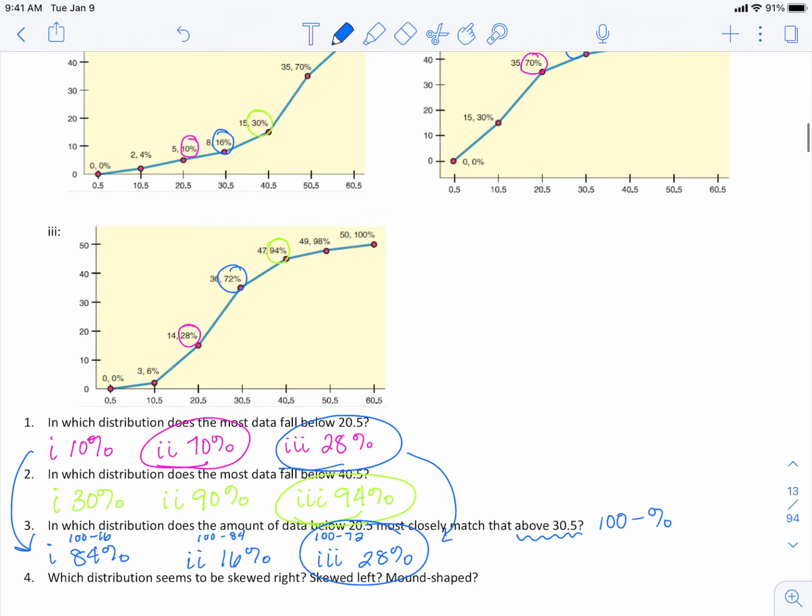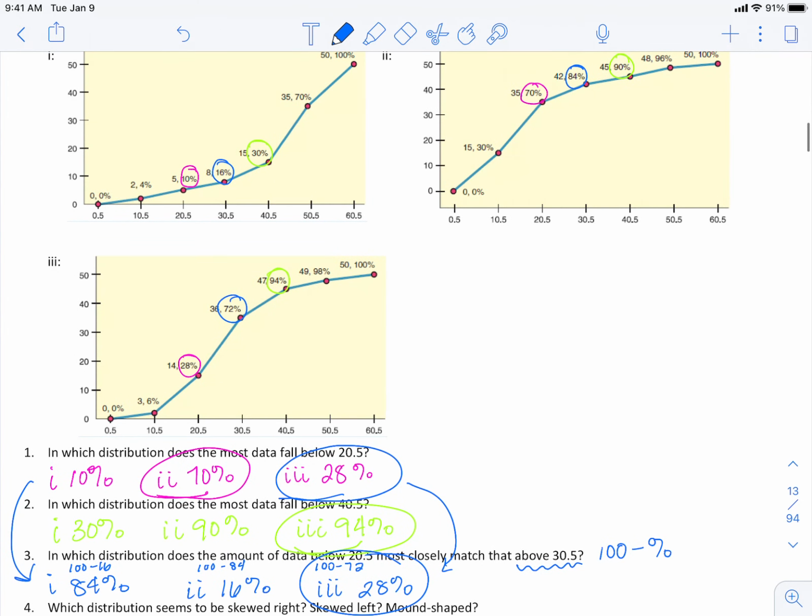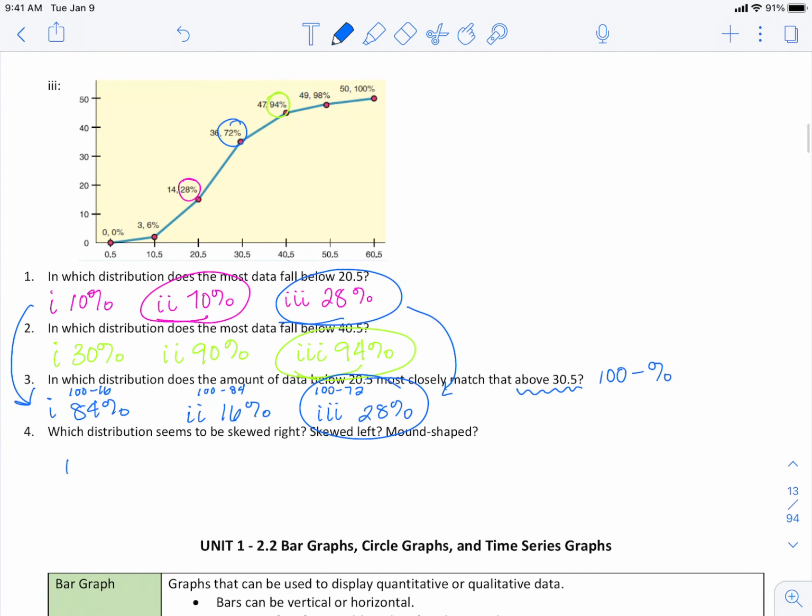Okay, our last question. Which distribution seems to be skewed right, skewed left, and mound shape? I want you to please answer this one. Okay, our first graph, if you notice, we have bigger jumps towards the end of the graph, and it looks like we have smaller jumps towards the beginning of the graph on the left. What this means is this would look like we have a tail on the left. So graph 1 is skewed left.